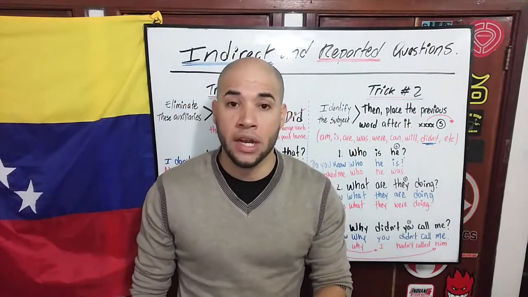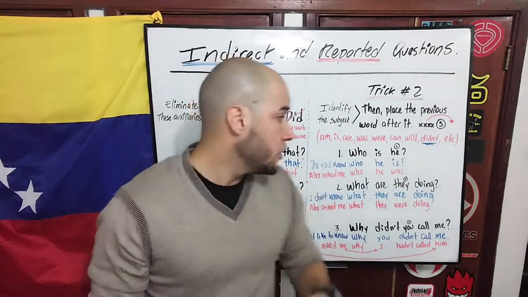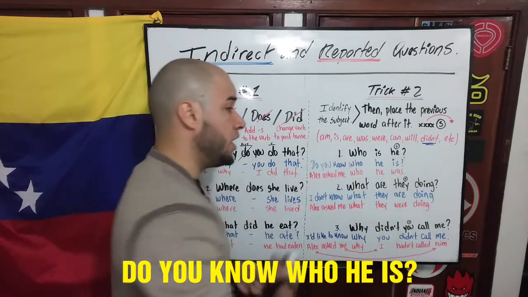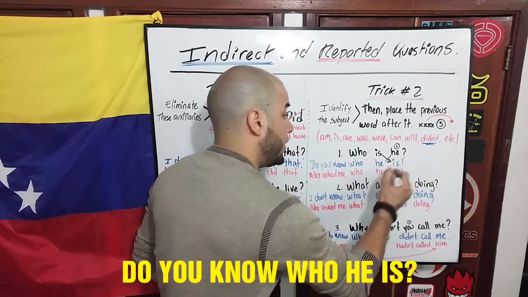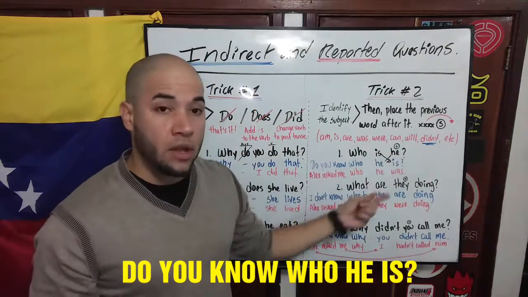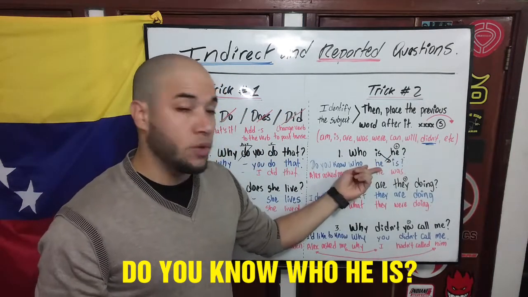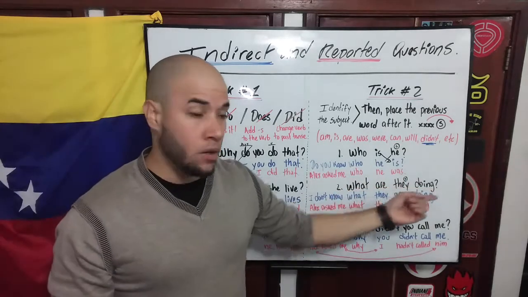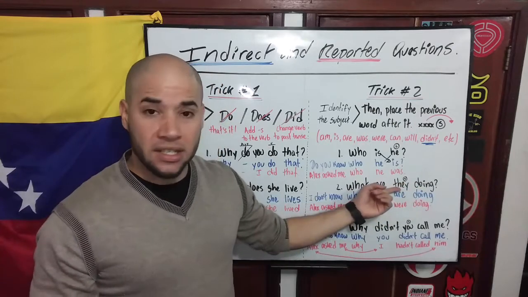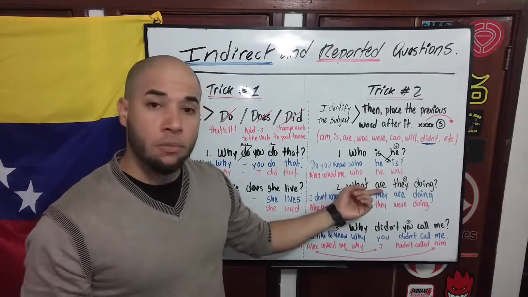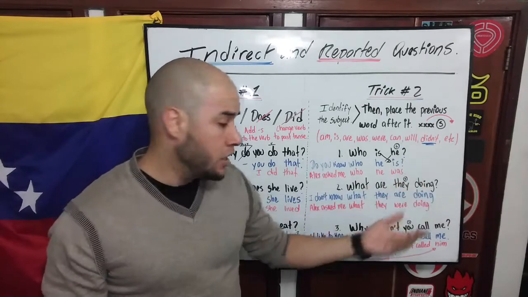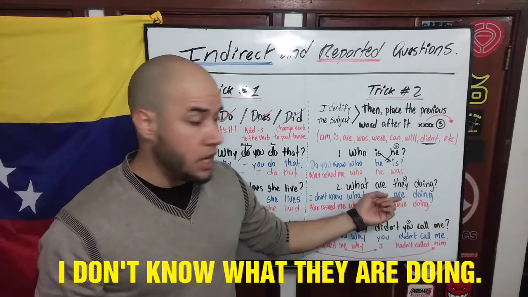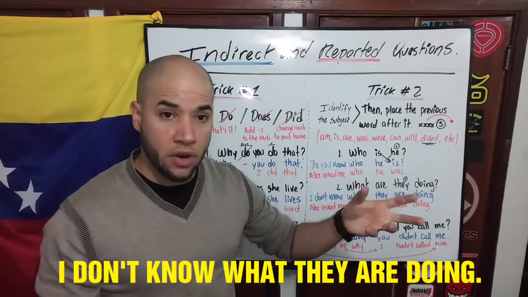What matters is the correct word order. So we have, do you know who he is? As you can see, the words here were inverted. So we have "is he," and then when we make an indirect question, we say "he is." Then, what are they doing? The subject is "they," so you take "are" and you put it after "they," and that's it. So you have, I don't know what they are doing. As you can see, the word order here was inverted.